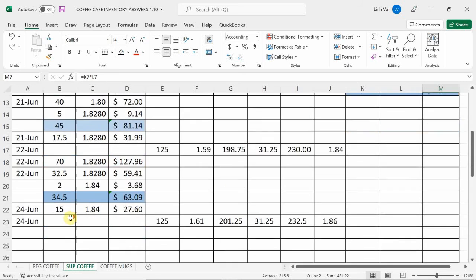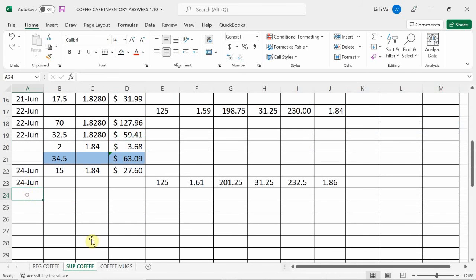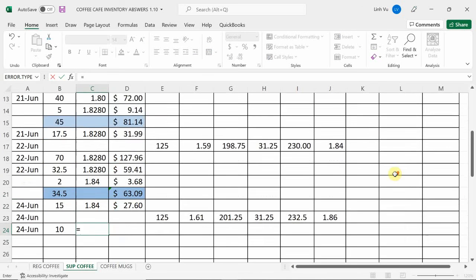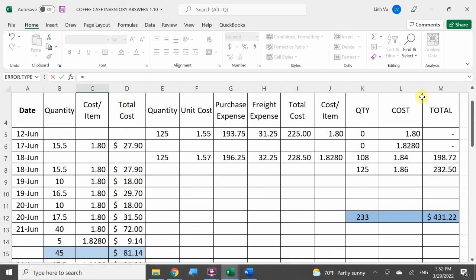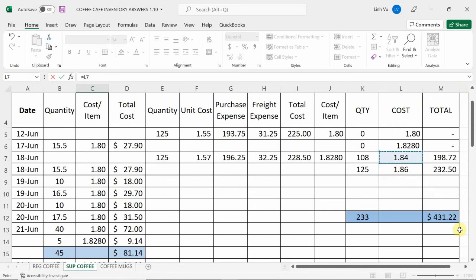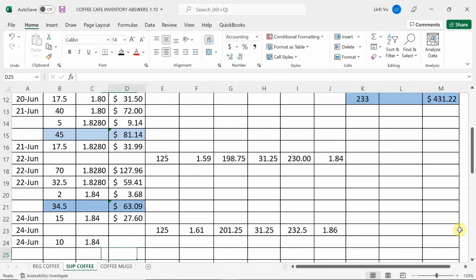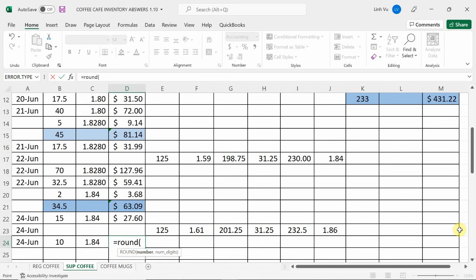Okay. What about my Supreme coffee? I end up selling 10 pounds. Okay, let's see. Which batch of inventory am I going to take out from? The 184. Good. 184. So in this case, what's 10 times 184? 1840. 1840.